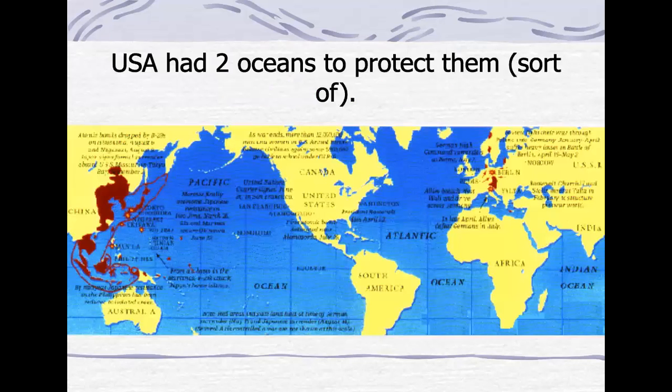So the U.S. had two oceans to protect them, sort of. As you can see here, between the United States and Africa we have the Atlantic Ocean, and we had the Pacific Ocean. Even though the United States sort of thought they were safe, they really weren't, because of all Hitler's U-boats. If you don't know what a U-boat is, that is a German submarine.